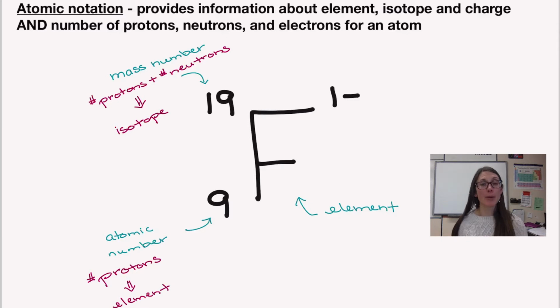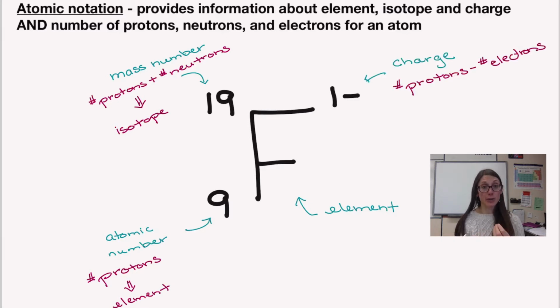The number in the top right corner, that is the charge. The charge is the difference between the number of protons and electrons you have. If you have more protons, you will have a positive charge. If you have more electrons, you will have a negative charge. But it's that difference that will determine the charge. And this number is, for convention reasons, written as the number and then whether it's positive or negative. So 1 minus rather than -1, and that's just convention. People have just agreed that's the way they're going to do it.